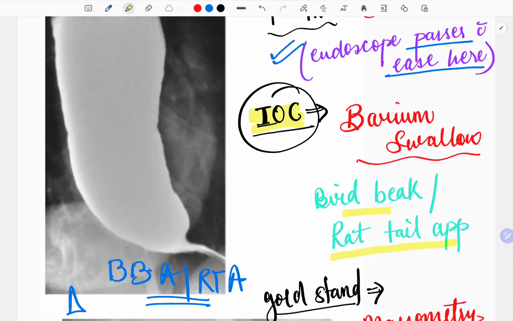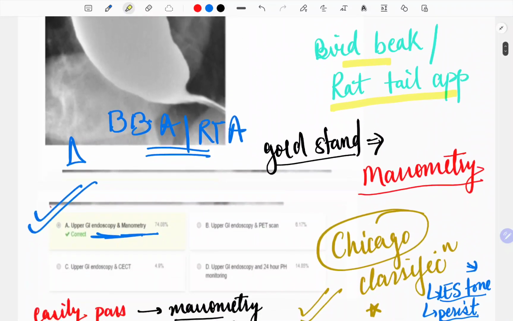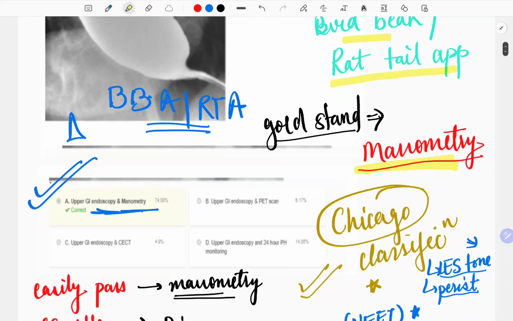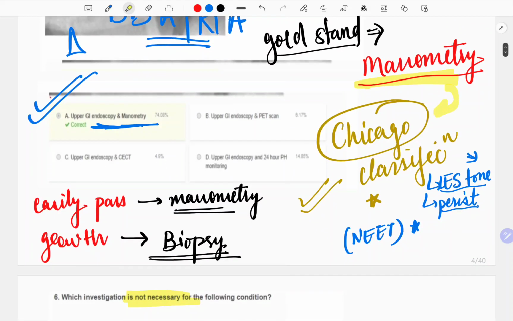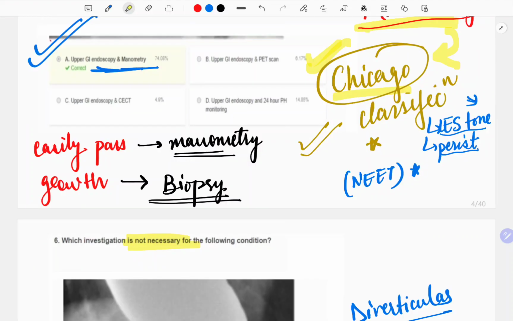Just remember that in the esophagus, for all the anatomical variations, the investigation of choice will be barium swallow. Though it is not an anatomical abnormality, still its investigation of choice is barium swallow. And the gold standard is the manometry. Now in the manometry, there is a very important classification known as the Chicago classification. I need all of you to read this thoroughly because questions about it have been asked in the NEET section.